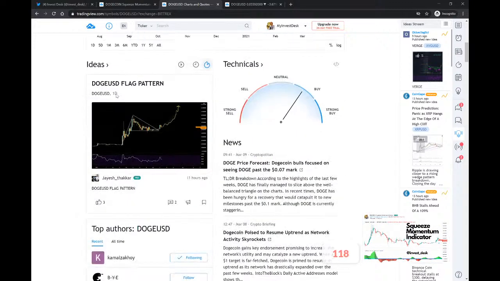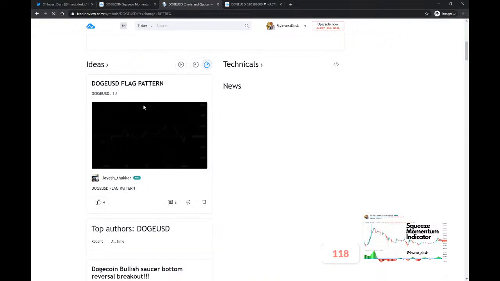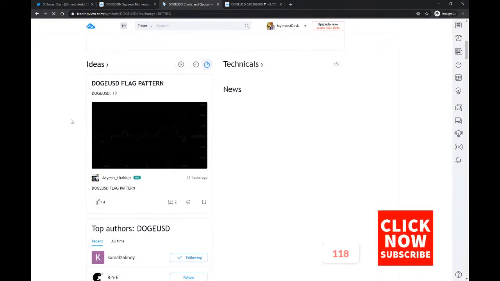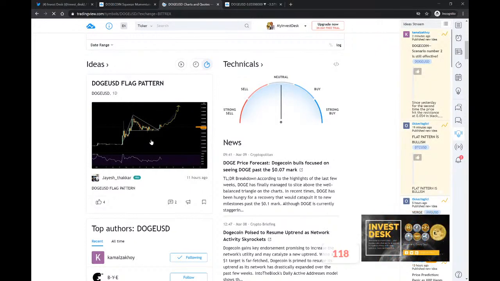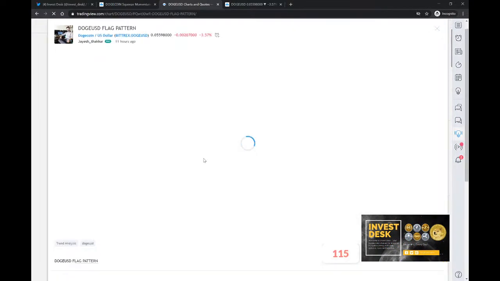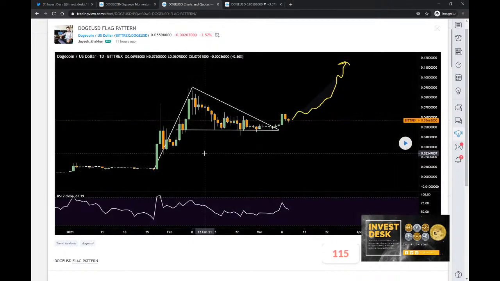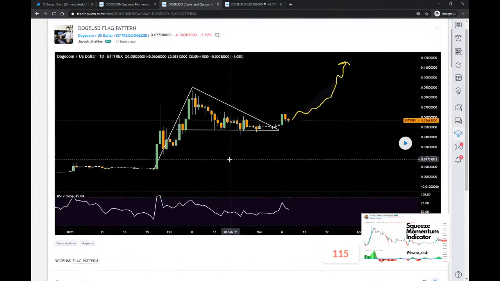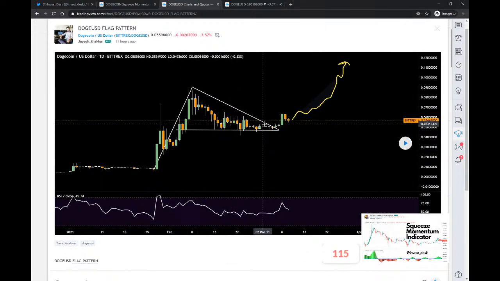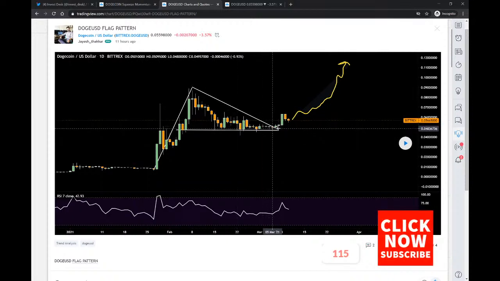So I want to show you another chart here. I'm going to first refresh here just in case we get some new things. So here's the Doge flag pattern. Let's take a look at that. So let me go ahead and open this up quick so we can see. This is by JS. So this pattern is exactly what it shows, right? So we're at the consolidation level, and this is really the squeeze part. That's what we just covered.